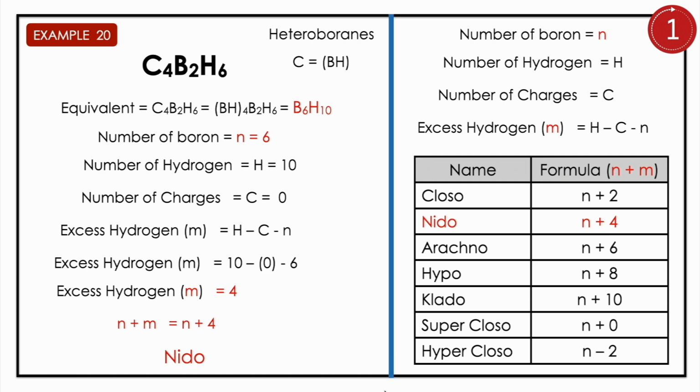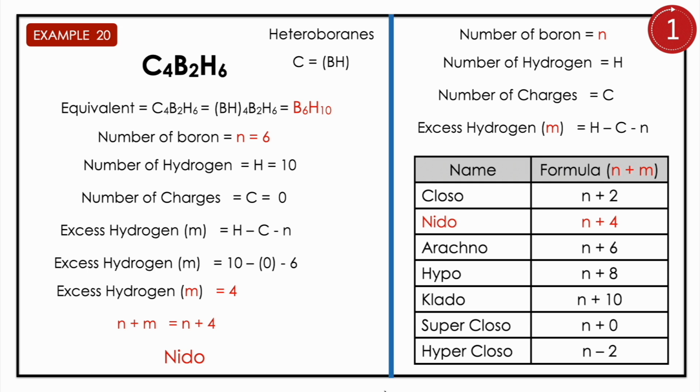So for the carbon, we have to substitute BH in the formula. So BH 4 times B2H6, which equals B6H10. Then the compound becomes simple borane. We will find excess of hydrogen. The first step will be identifying the boron, which is 6. So N equals 6. Then hydrogen, which is 10. So H equals 10. There is no charges.